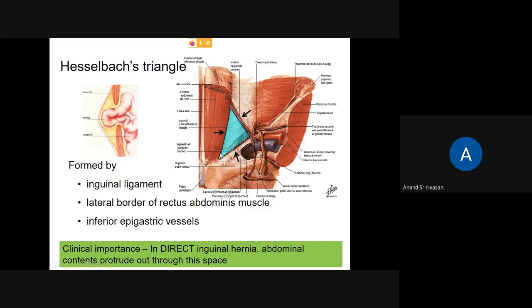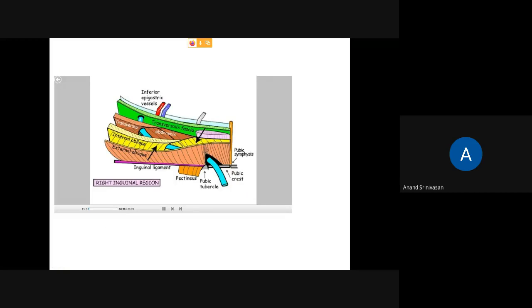Now, why should I know about this Hesselbach's triangle? Because in direct hernia, the abdominal contents will be coming out through this space. I will tell you what a direct inguinal hernia is now.